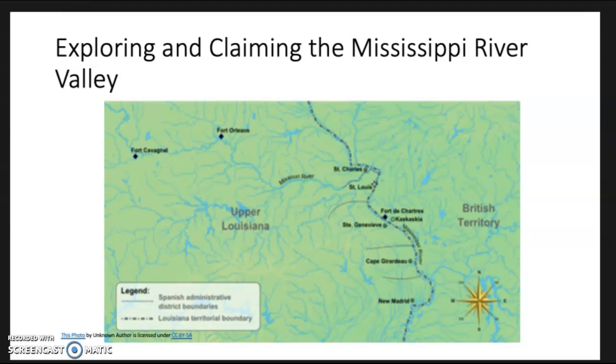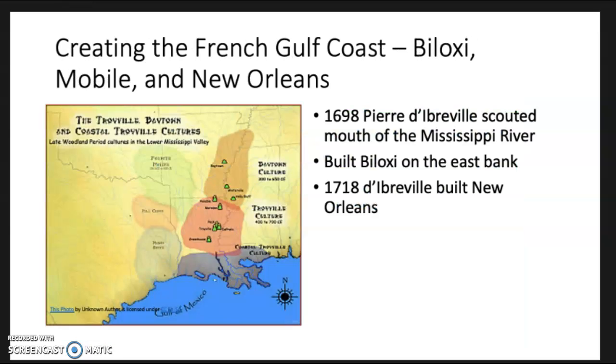Robert de La Salle continued exploring the Mississippi River in 1679. He reached the Gulf of Mexico in 1681 and claimed Louisiana for France. Creating the French Gulf Coast, Biloxi, Mobile, and New Orleans. Upon reaching the Gulf of Mexico, France founded two additional settlements, one at Biloxi and a second at New Orleans.